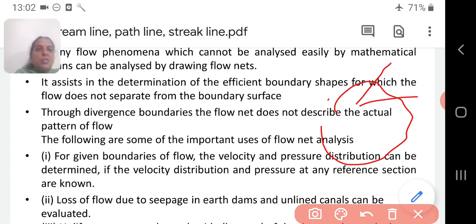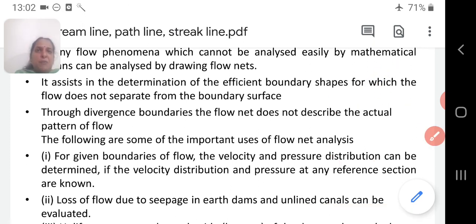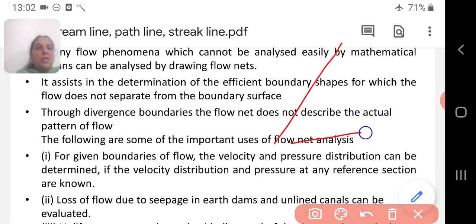Okay, it is not going to separate. So it will be helpful to find out the determination of the boundary shapes. And very importantly, through divergent boundaries, this flow net is not possible. As I already said, it is not possible through the divergent boundaries. However, it can be possible with the convergent boundaries, where the diameter gets converged or reduced.